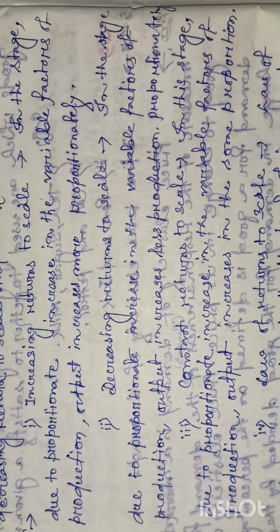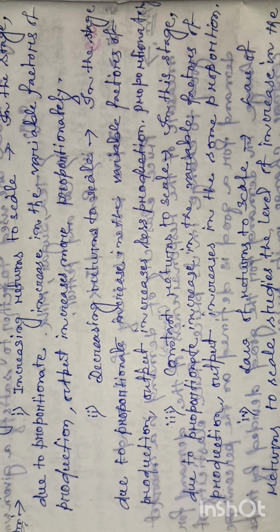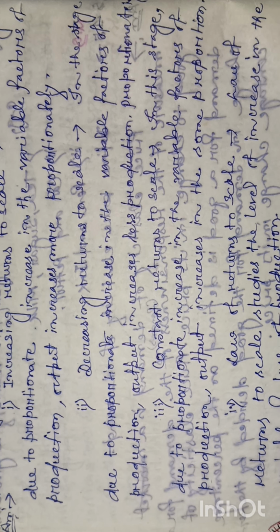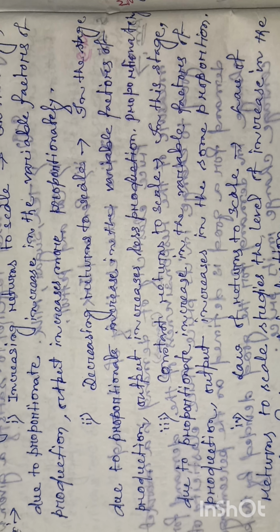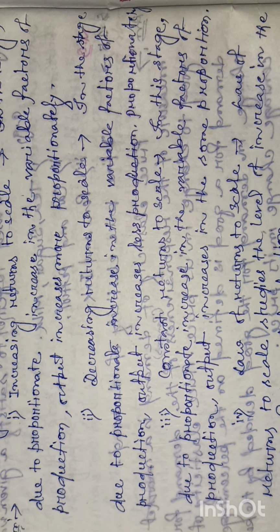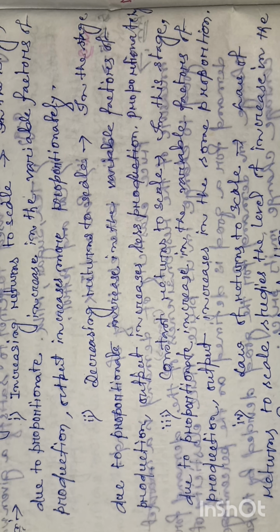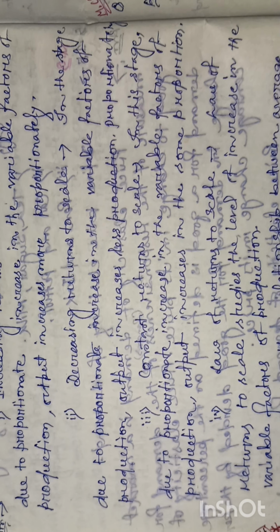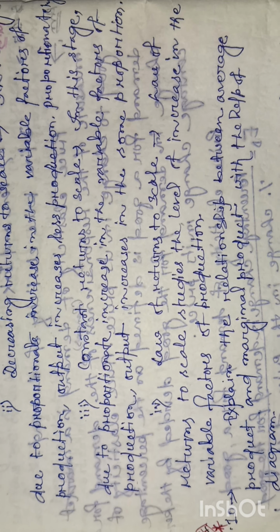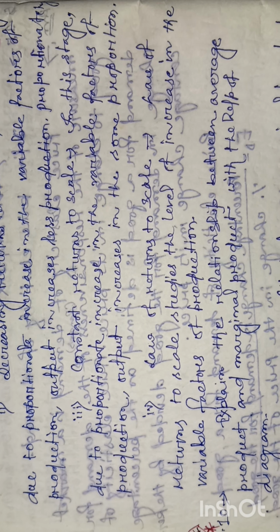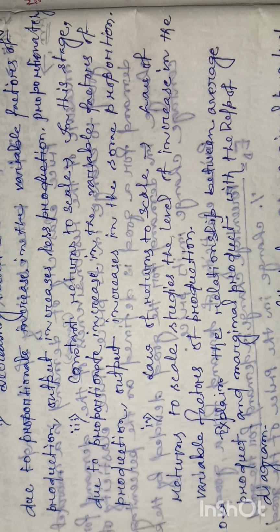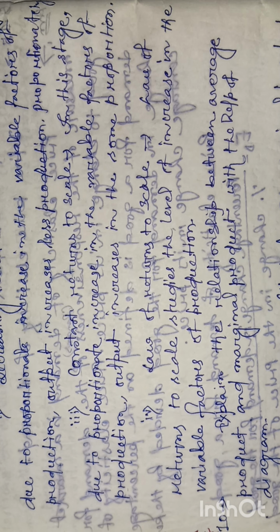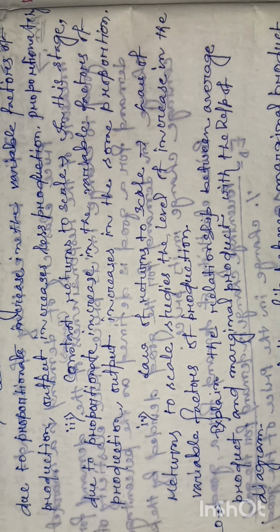Decreasing returns to scale. In this stage, due to proportionate increase in the variable factors of production, output increases less proportionately. Number 3. Constant returns to scale. In this stage, due to proportionate increase in the variable factors of production, output increases in the same proportion.